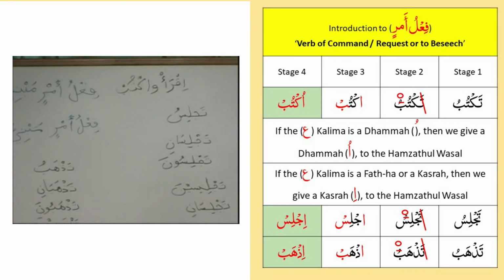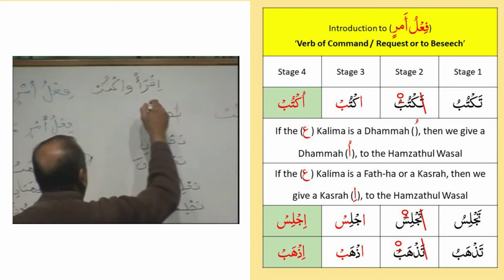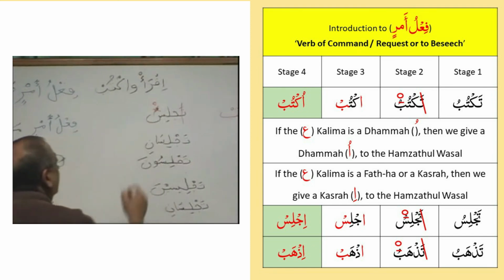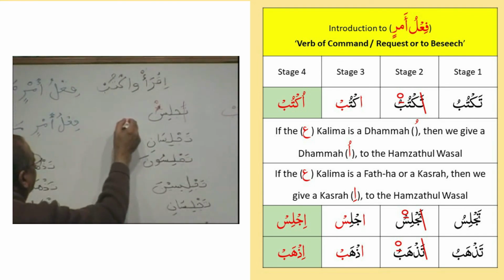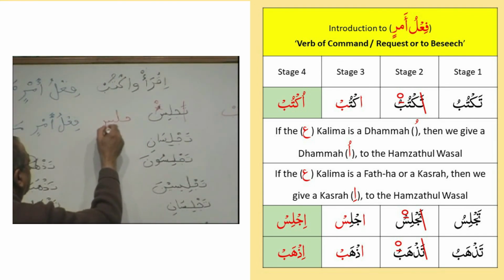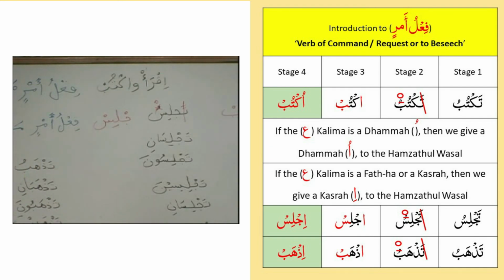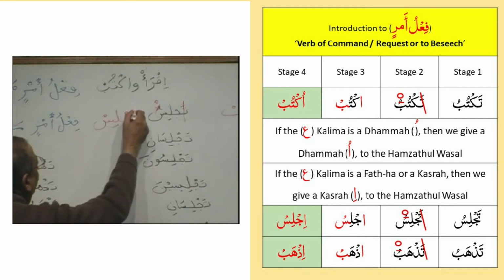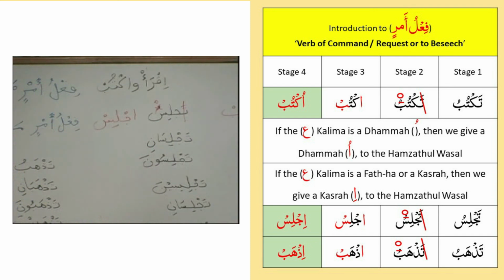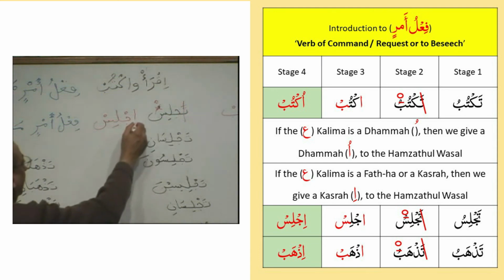Now, Tajlisu. What will be the Amr from Tajlisu? We remove Ta. We give a sukoon here, and then it becomes a form I cannot pronounce. So I bring Hamza. Now what vowel sign shall I give? Kasra, because the Ain Kalima, the second radical, is Kasra.